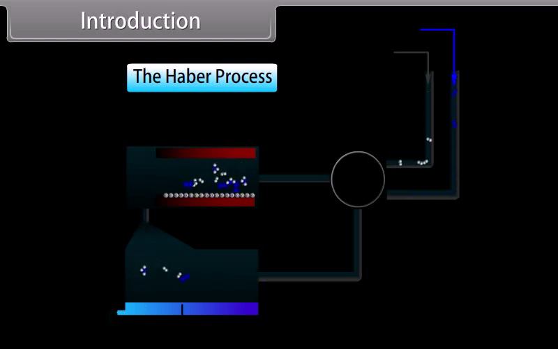The Haber's process combines nitrogen with hydrogen into ammonia. Nitrogen is an important element in the P block in the periodic table. So students, today we'll study about the P block elements.